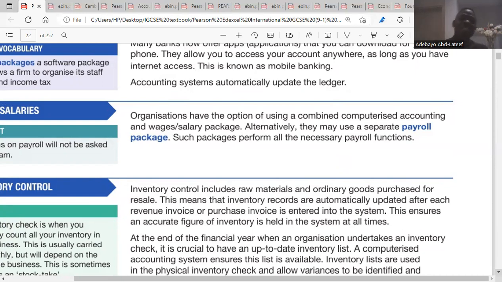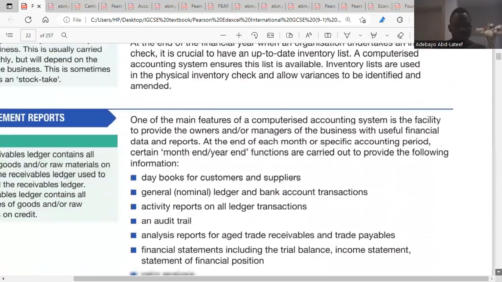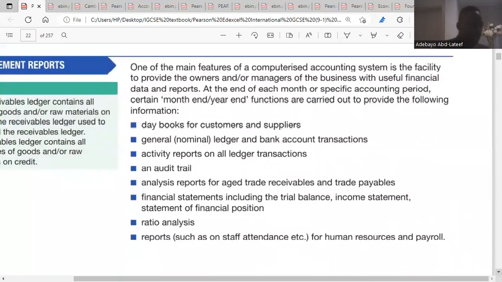The next one, management reports. Management also needs accounting records. They need accounting information, the managers or the owners of the business. Here I wrote, this implies the provision of useful financial information about the business to owners and/or managers of the business. So they need financial information, and they can always get this through the accounting system.